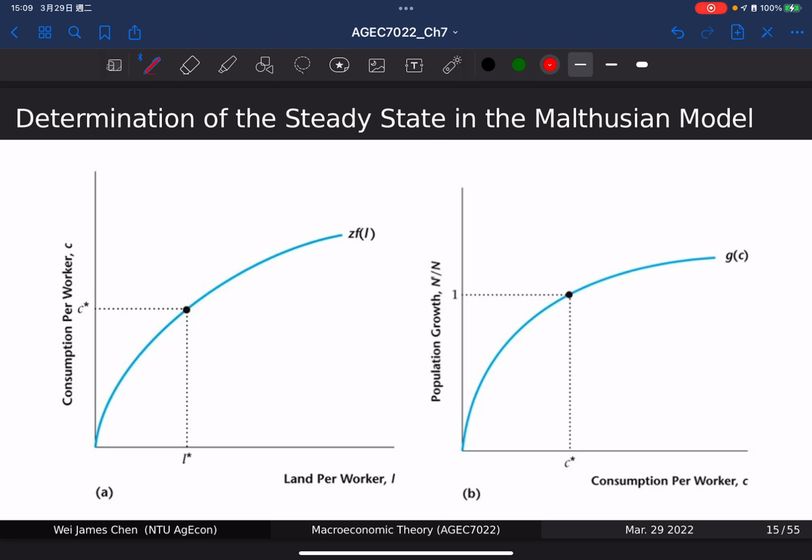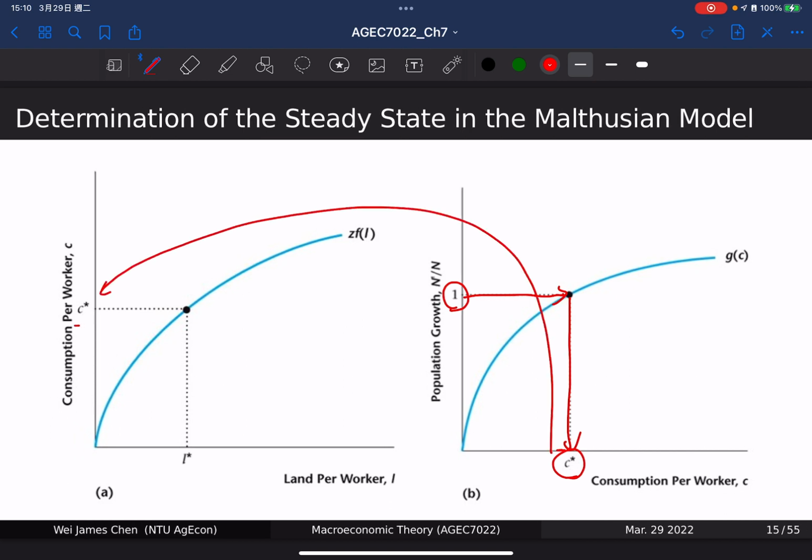How do we determine the steady state in this model? We can first look at panel B here. In panel B, this is the g of c function. And we know that in the steady state, the population growth is 0. So N prime divided by N is 1. So we know that in the steady state, this point must be 1. And we can come to here and determine the per worker consumption level, c star, in the steady state. And if we have this c star, we can come back to here and, given c star, get the land per worker, l star.